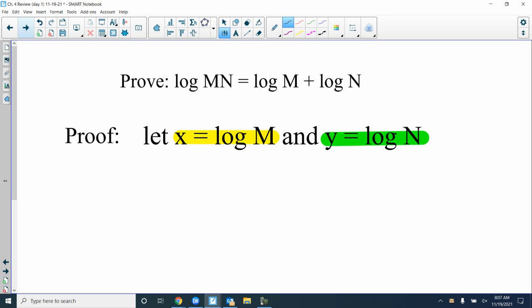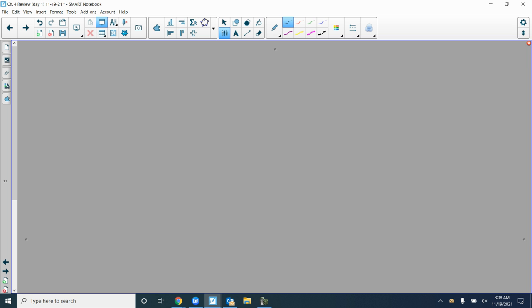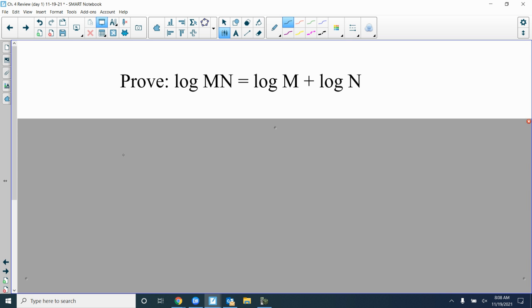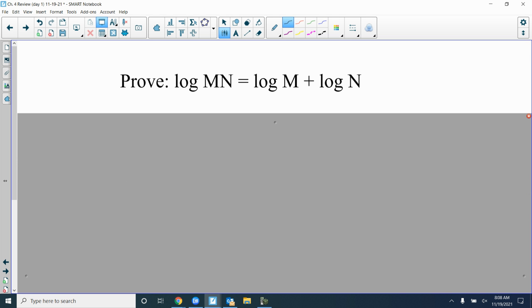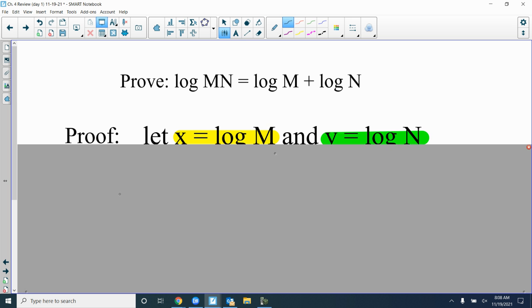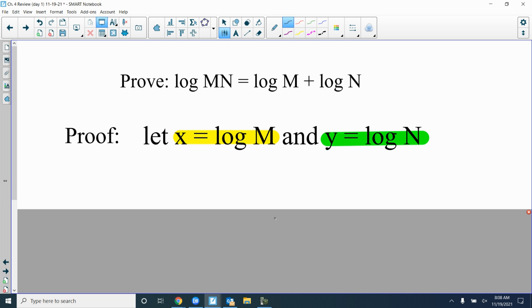Now, here's the deal, though. You're not going to be given that first step. This is all it's going to say: prove log of m times n equals log of m plus log of n. That will be the first question on the no calculator part, and you're going to have to do that proof. It's going to be worth 6 points. There's 6 steps. You have to have every step. Can't miss one. So this would be step 1.